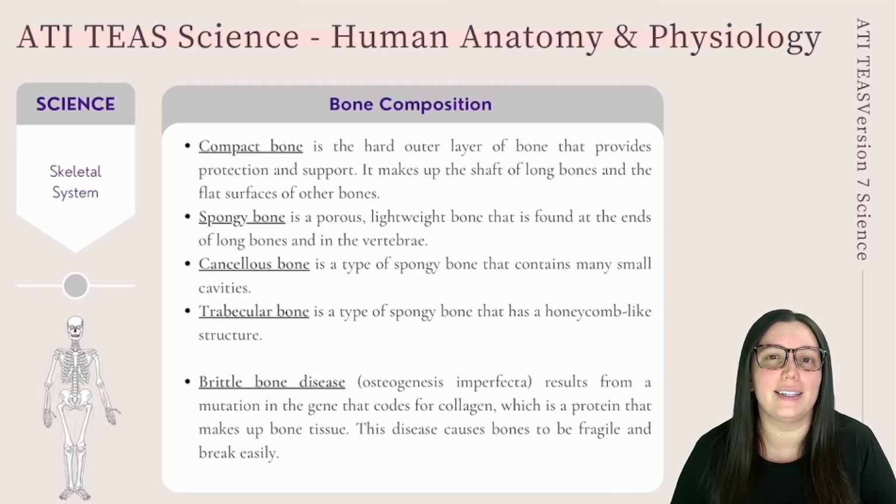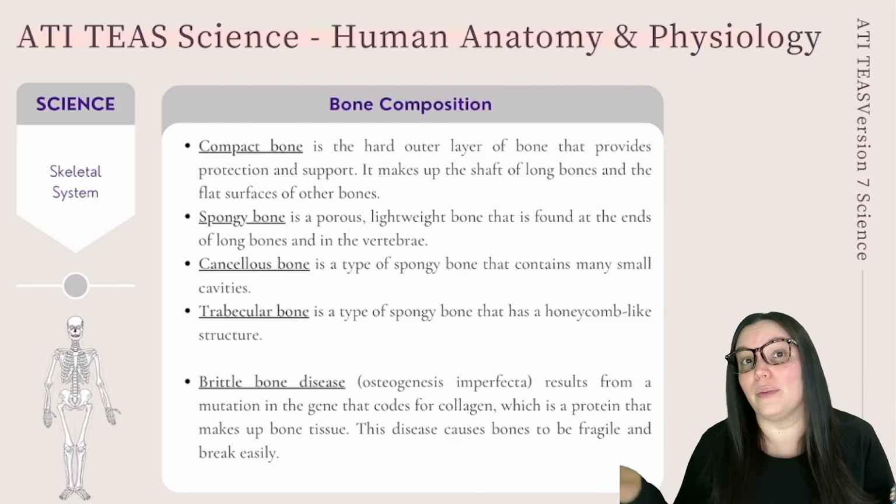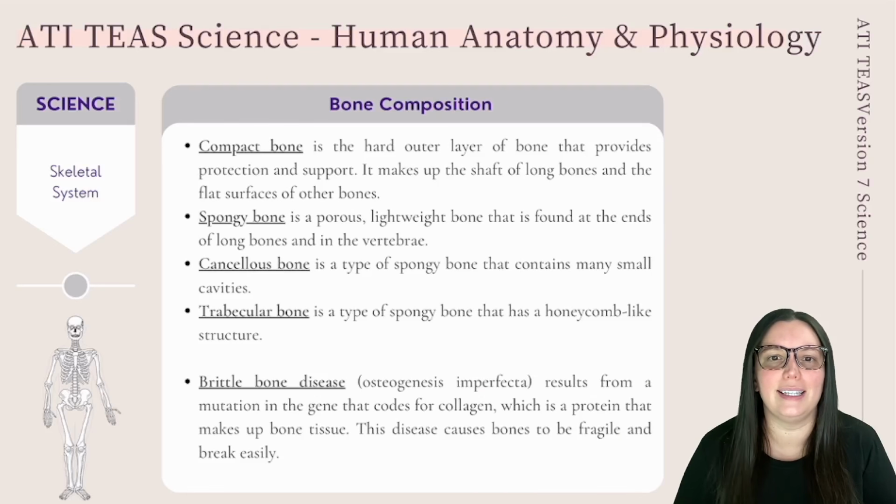Brittle bone diseases such as osteogenesis imperfecta result from a mutation in the gene that codes for collagen, which is a protein that is made up of bone tissue. This disease causes bones to be very fragile as well as break very easily.